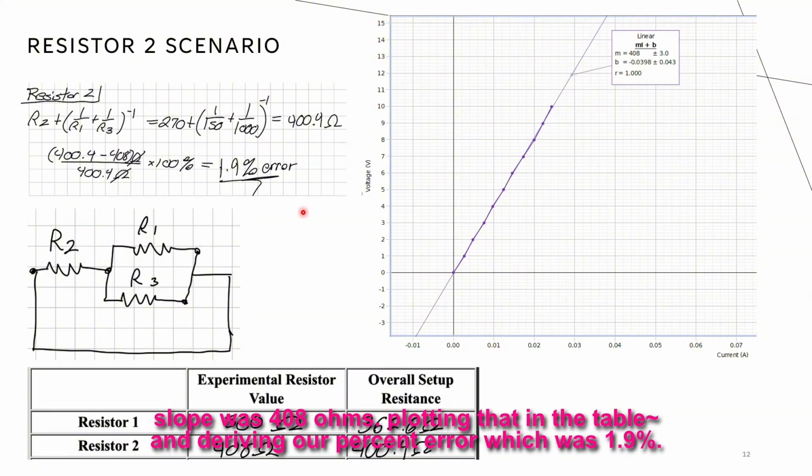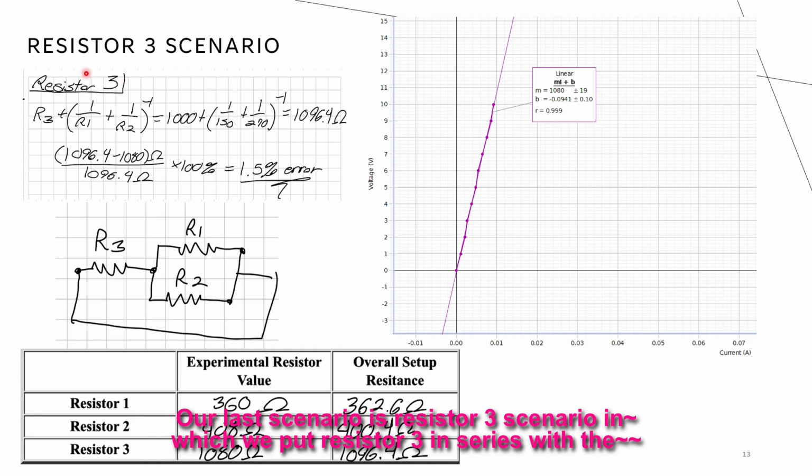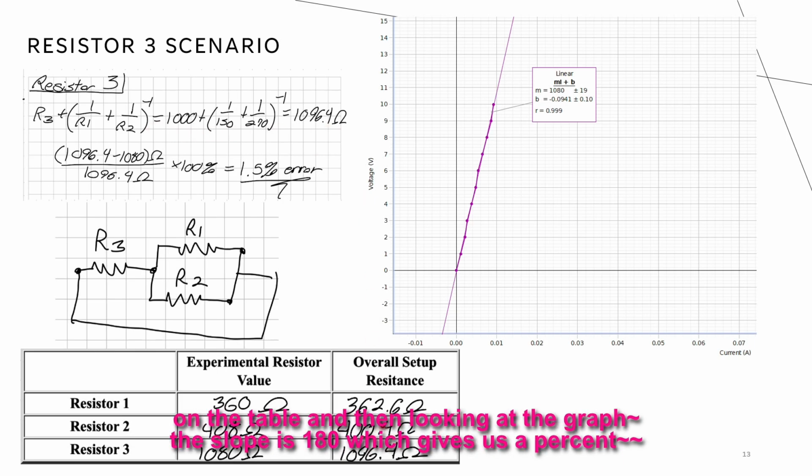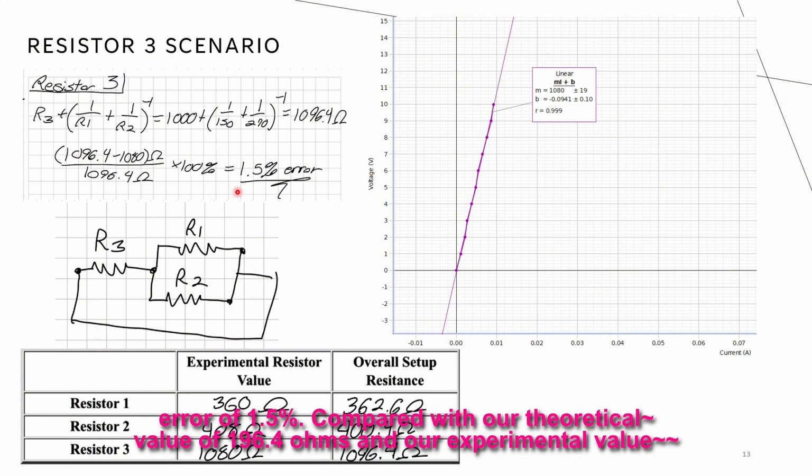Our last scenario is the resistor 3 scenario, in which we put resistor 3 in series with the parallel connection of resistor 1 and resistor 2. We obtain the theoretical value of resistance as 1096.4 ohms, as seen in this equation. We plotted that on the table, and then looking at the graph, the slope is 1080, which gives us a percent error of 1.5%, compared with our theoretical value of 1096.4 ohms and our experimental value of 1080 ohms.